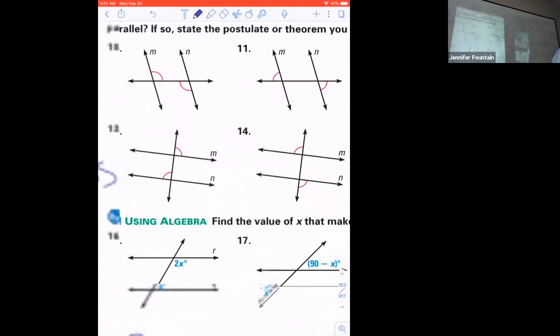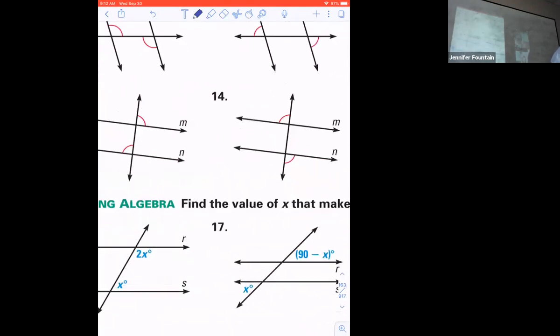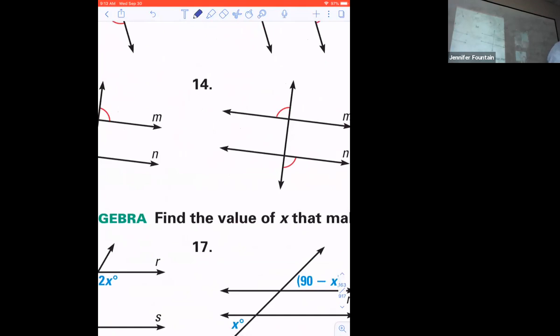All right, and then number 14, look at 14, yes or no? Alternate exterior angles. Okay, so we know that they could be parallel because they are alternate exterior. When we look at our parallels, in between them is interior, outside is exterior. They're alternate because they're on either side of the transversal.